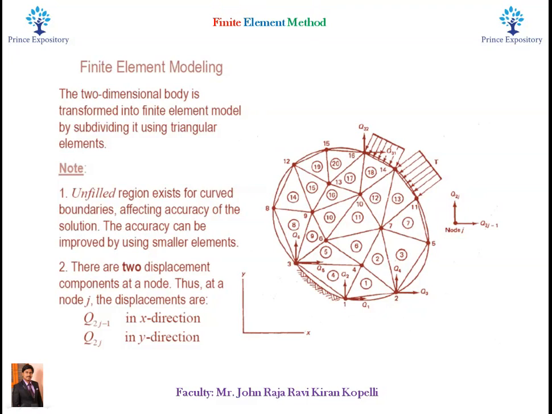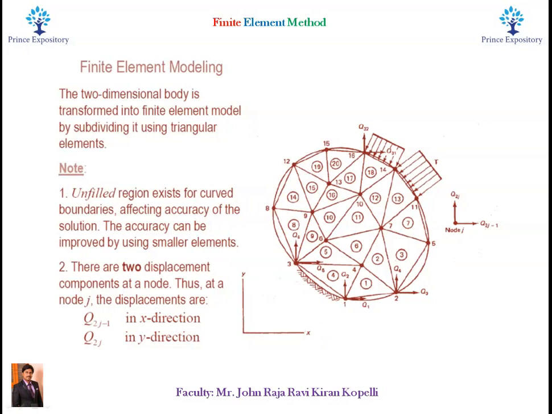The figure shown to you is a triangulation. For the triangulation, the node numbers are indicated at the corners and element numbers are circled. You can see some of the information that we can extract. The unfilled region exists for curved boundaries, affecting the accuracy of the solution. The accuracy can be improved by using smaller elements.